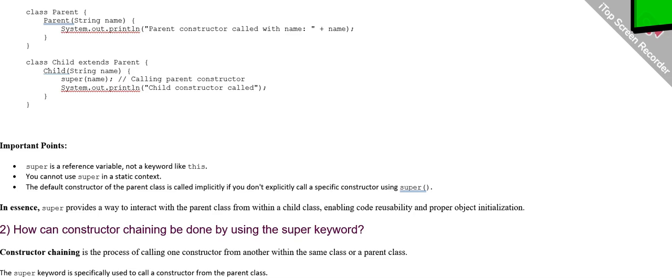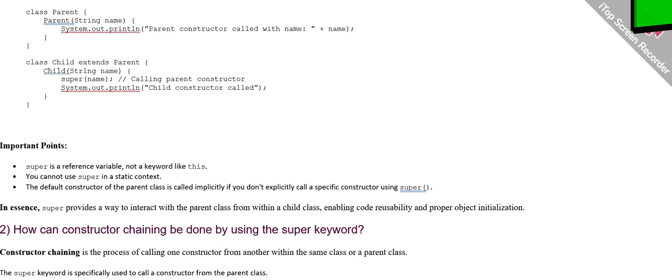Important points. Super is a reference variable, not a keyword like this. You cannot use super in a static context. The default constructor of the parent class is called implicitly if you don't explicitly call a specific constructor using super. In essence, super provides a way to interact with the parent class from within a child class, enabling code reusability and proper object initialization.